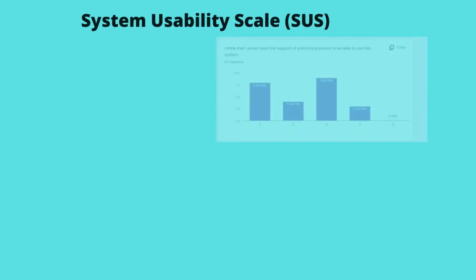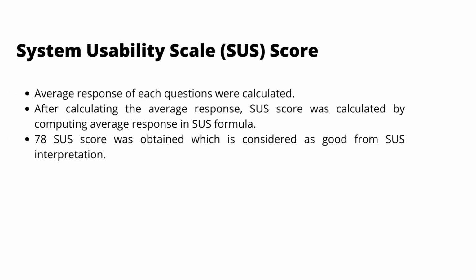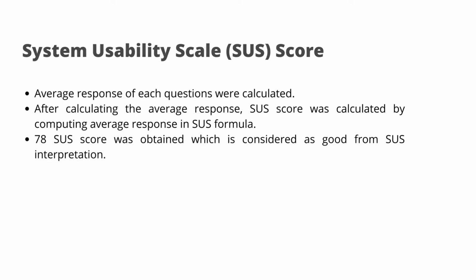In week 6, we provided the prototype to the same group of people who participated in our first survey and conducted another survey in order to test the interface of our prototype, and we got a system usability score of 78, which is above the average score of 68.